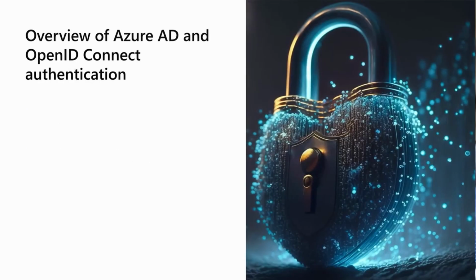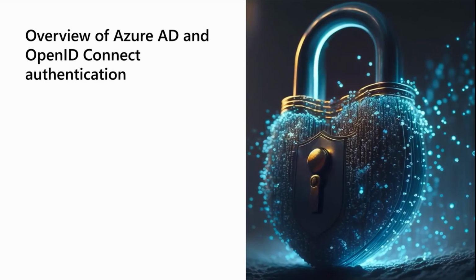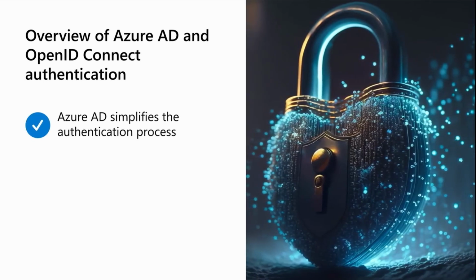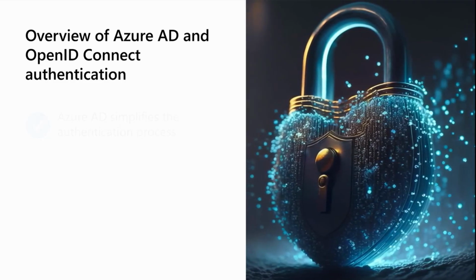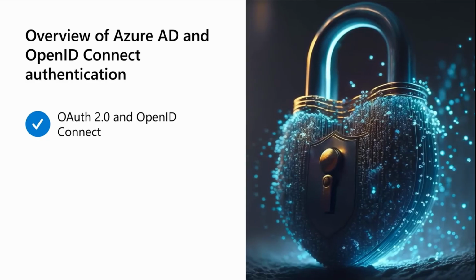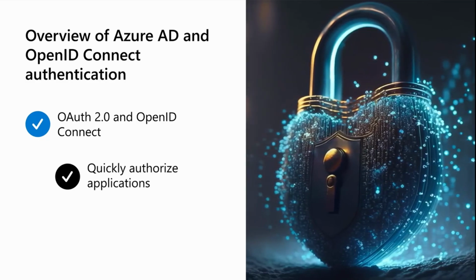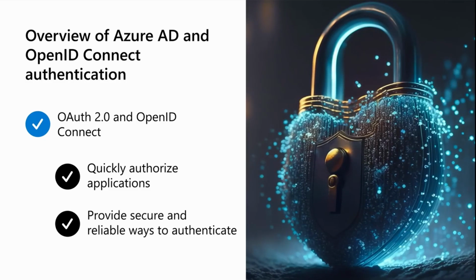First, you had an overview of Azure AD and OpenID Connect authentication. It talked about what Azure AD is and how it simplifies the authentication process for developers. By using industry-standard protocols like OAuth 2.0 and OpenID Connect, developers can quickly authorize their applications to access data from other applications. It also provides a secure and reliable way to authenticate users and verify their identity.